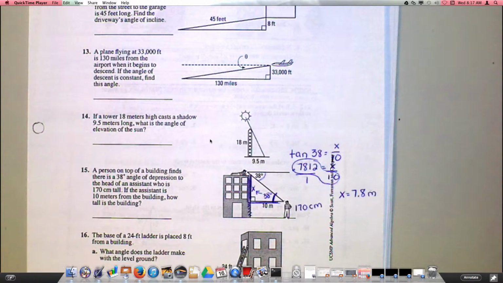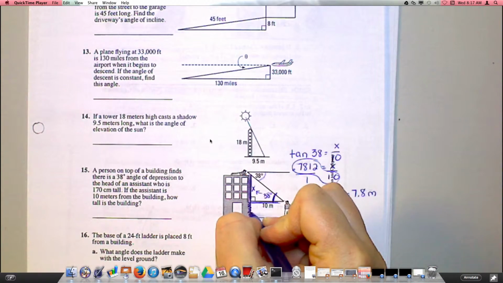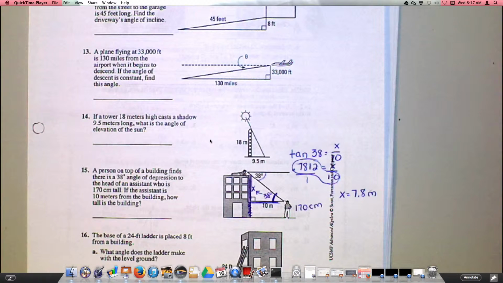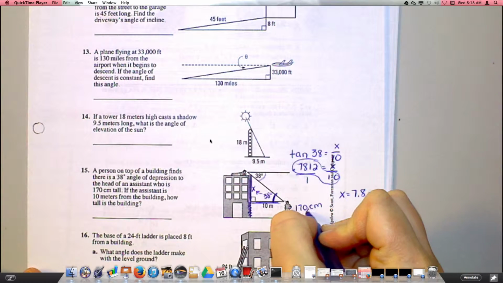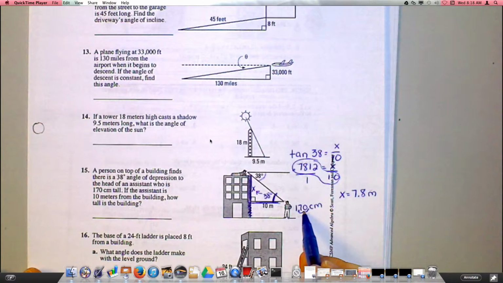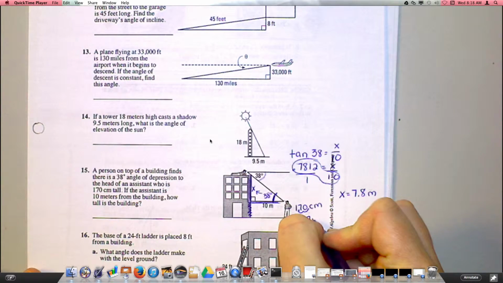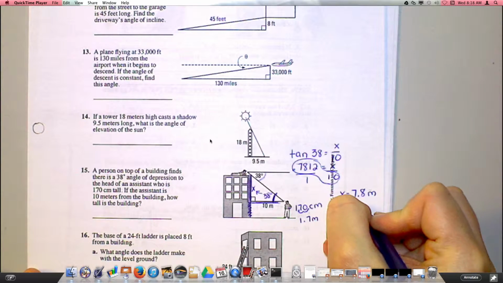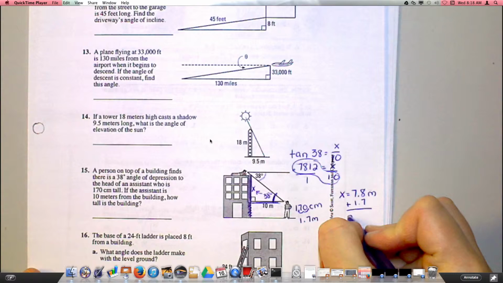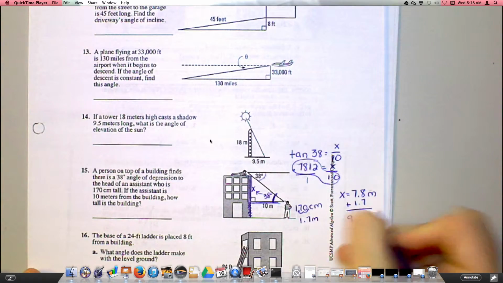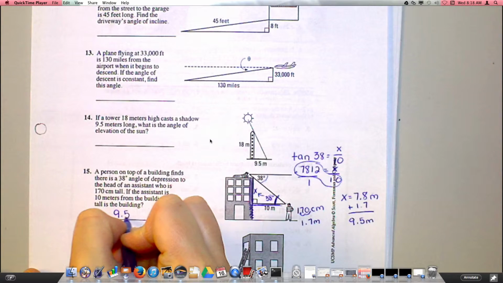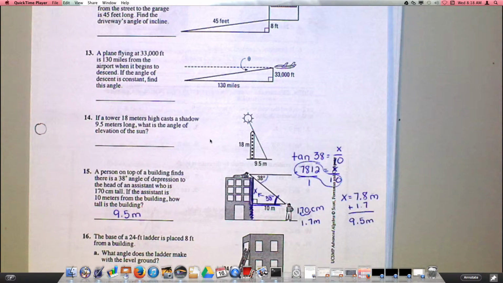So now I need to add the guy's height onto there to add this little chunk of the building. Why can't I just add 170 directly? It's in centimeters, okay? But centimeters to meters is pretty easy, because there's 100 centimeters in a meter, so you can convert by just moving the decimal 2 to the left. 1, 2. This would now be 1.7 meters, and I would add that here. And I think that's going to be 9.5. So the height of the building is 9.5 meters. Good? Questions on that at all?